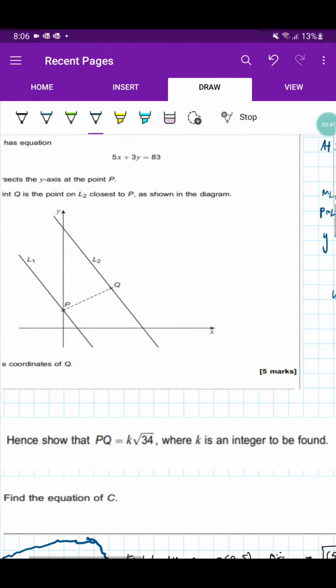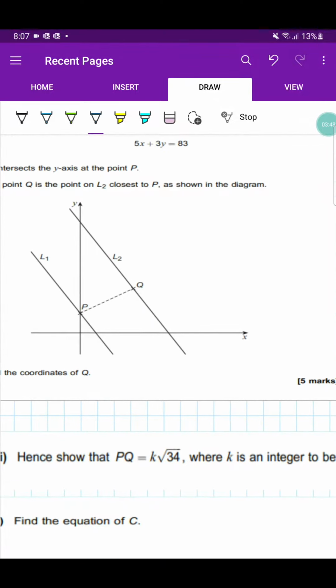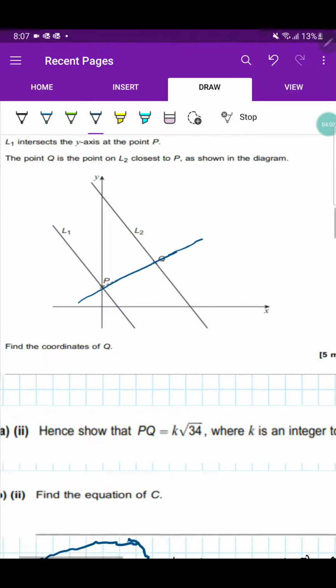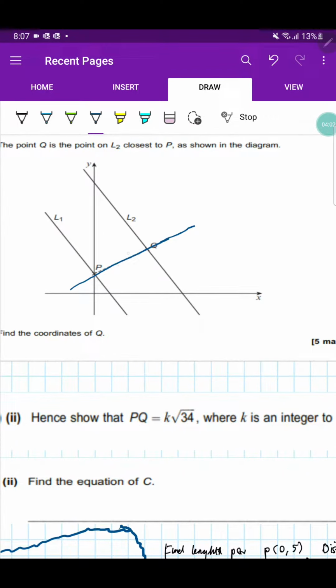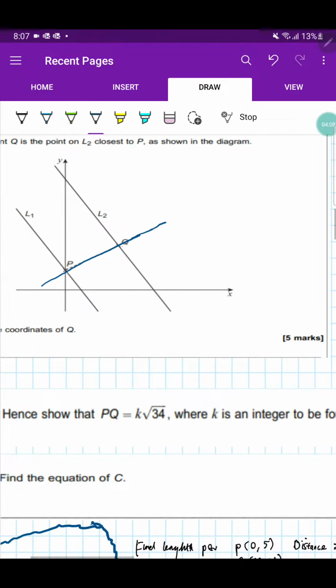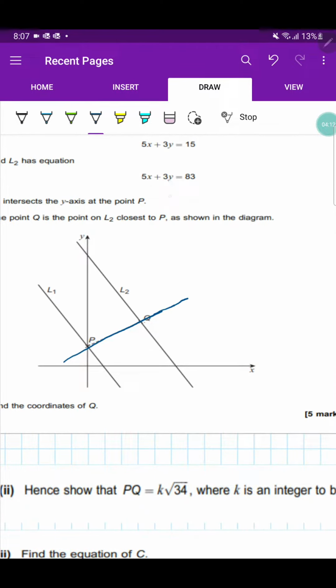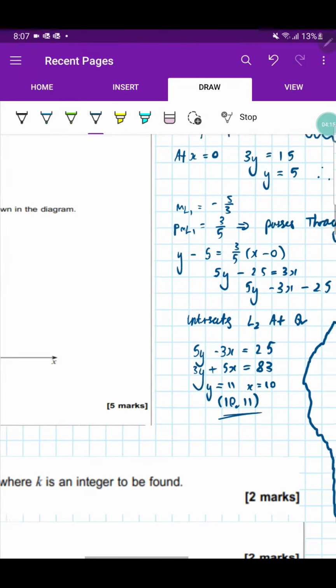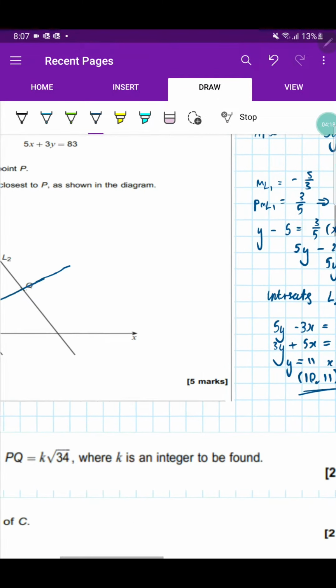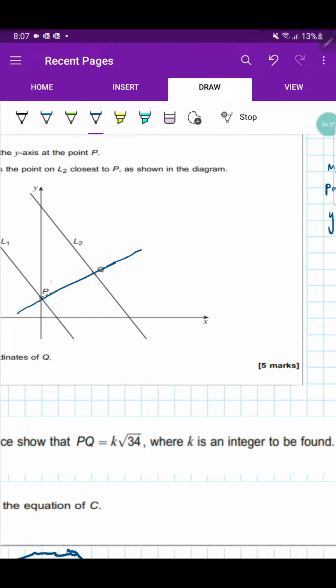Question 8, we need to find the coordinates of Q. So to find it, we need to find a perpendicular, well, I would say perpendicular bisector, but it doesn't pass through the midpoint. Well, it could, but anyway, if you find a perpendicular line, we can find the coordinates at Q where they intersect. So we know at point P, that's line 1, that's when x equals 0. So when x equals 0, we get y equals 5. So the coordinate at P would be 5, 0.